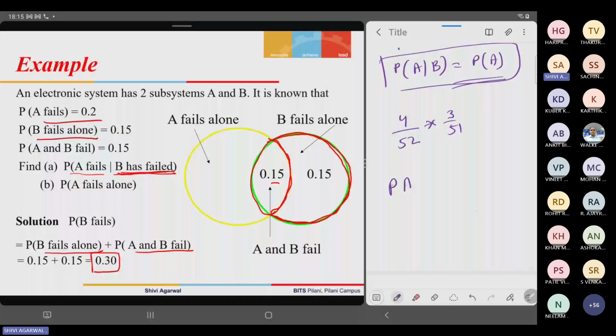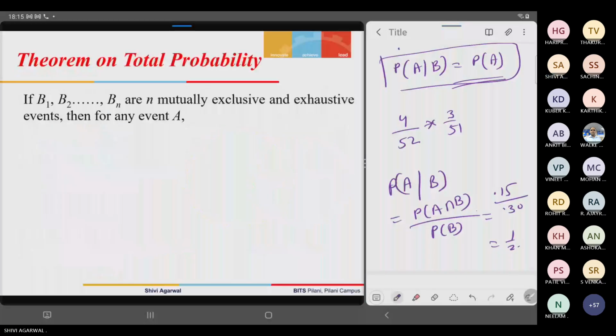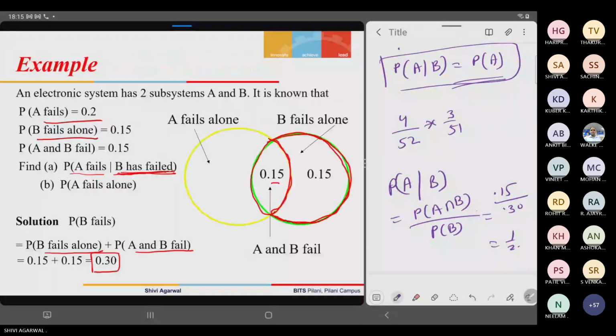Okay. Now we are finding the probability of A failing given B has failed. So probability of A intersection B, by the direct formula, divided by probability of B. Probability of A intersection B is given as 0.15, and probability of B is 0.30. So it is 1 by 2 basically. Okay. Now you can find out the A fails alone. A fails.